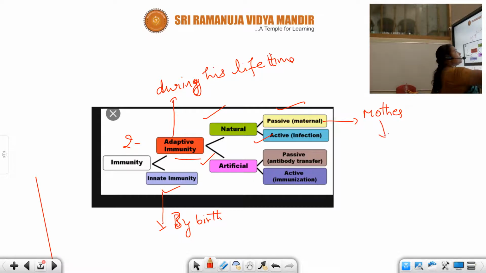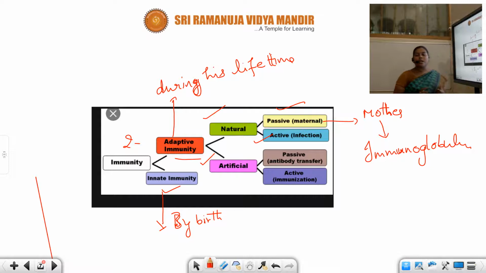In the mother's milk we have very important things known as immunoglobulins. These immunoglobulins give the immune response or immune power, which may exist in the particular individual for lifelong. In the case of active immunity, during his lifetime a person may get this through an infection, which is known as active infection.